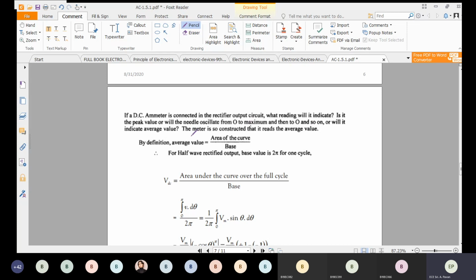Otherwise, there is one more formula. The average value and DC are one and the same. Average value is nothing but the area of the curve divided by the base, or the area under the curve over the full cycle divided by the base, right? How do you find the area under the curve? What is the formula we use to find the area under the curve? Which mathematical expression gives us the area under the curve? Integration. Integration gives the area under the curve.